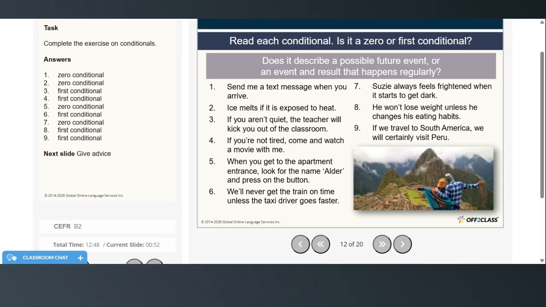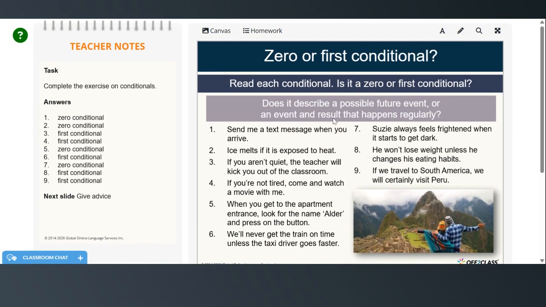That's 0. We'll never get the train on time unless the taxi driver goes faster. That is first conditional. Susie always feels frightened when it starts to get dark. That is a 0 conditional. He won't lose weight unless he changes his eating habits. That's first conditional. And if we travel to South America, we will certainly visit Peru. That is first conditional.